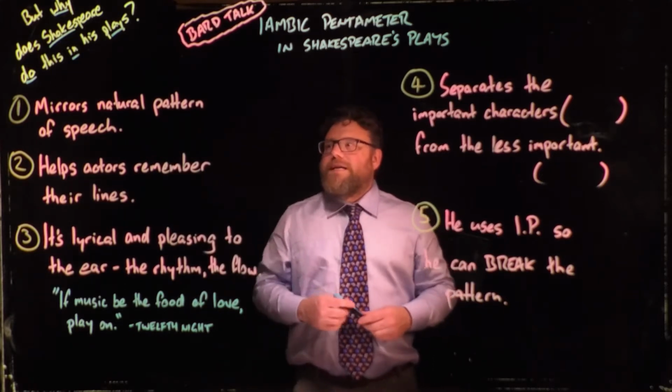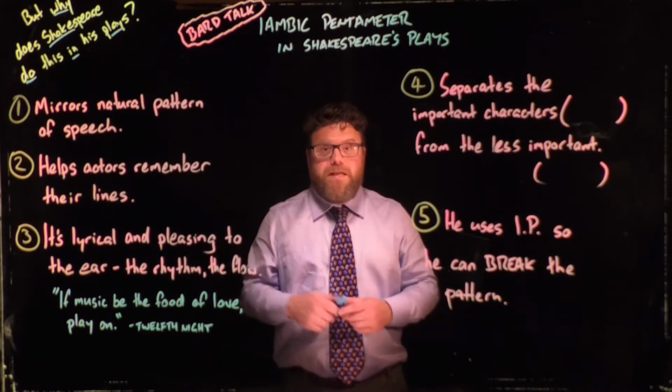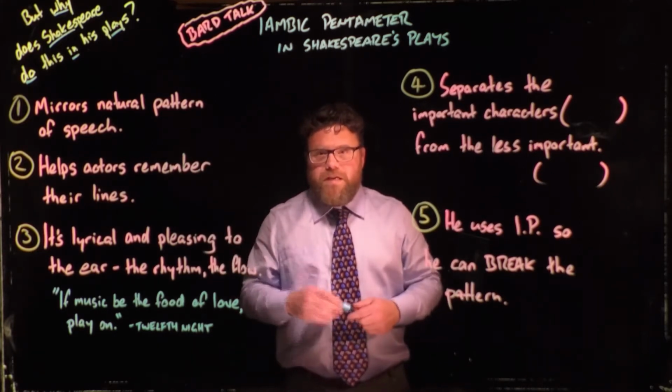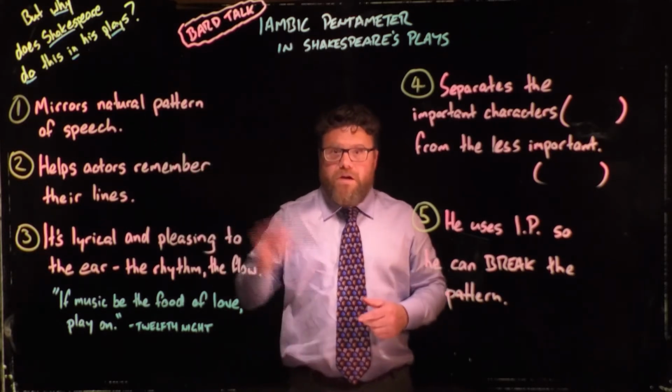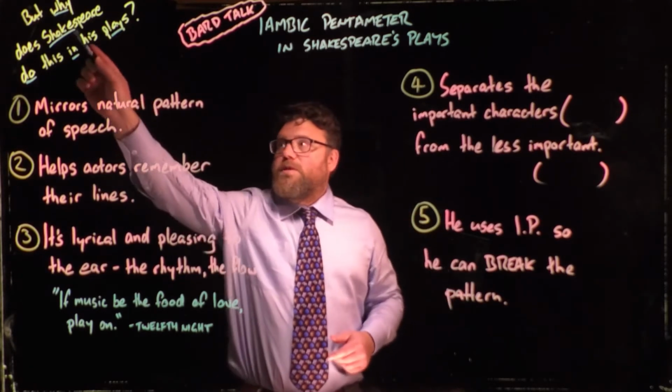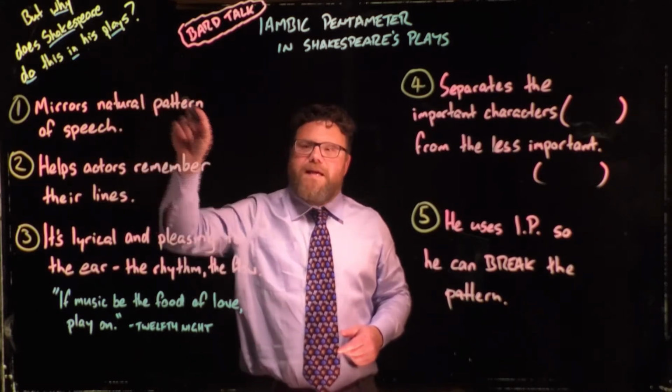The first one is that iambic pentameter mirrors the natural pattern of speech. I've said in the past that we all use iambic pentameter every day without even realising it. In fact, even this question up here is in iambic pentameter. We've got the stressed syllables underlined. But why does Shakespeare do this in his plays?